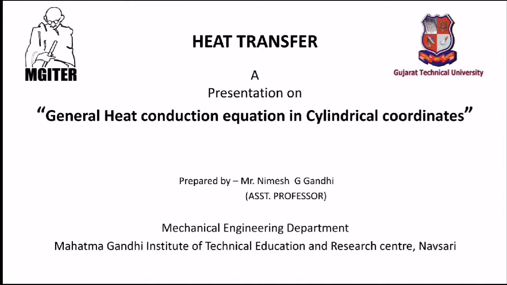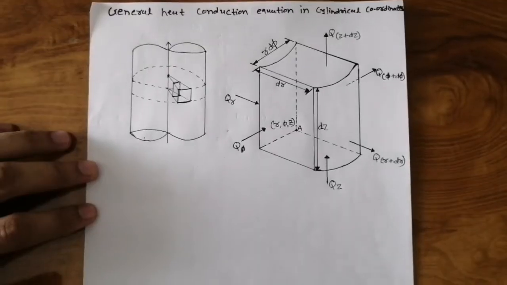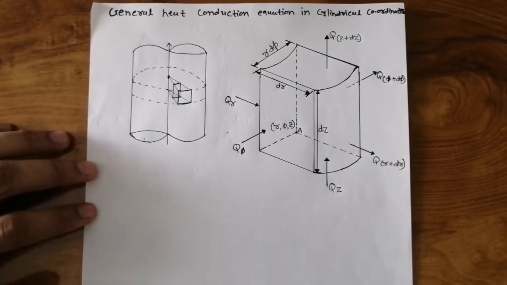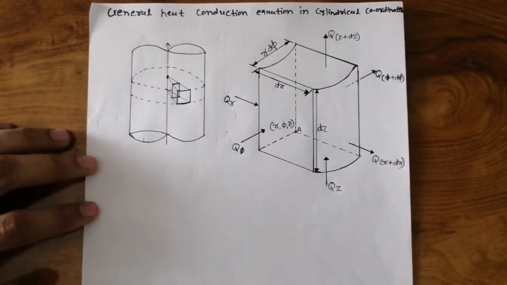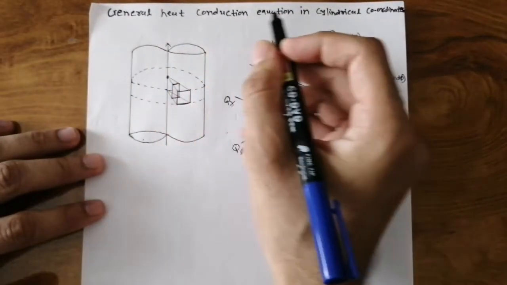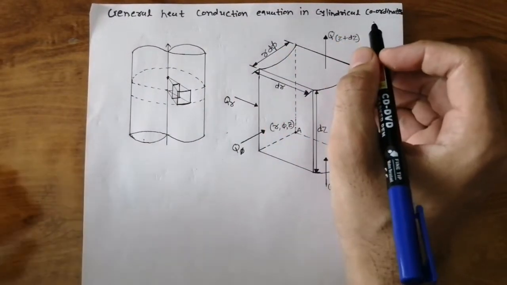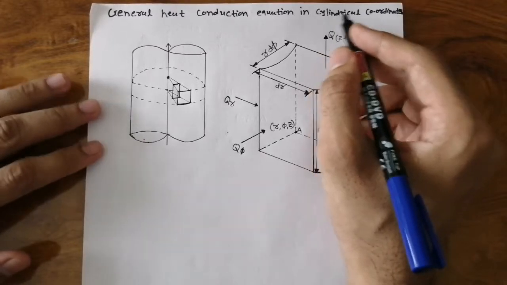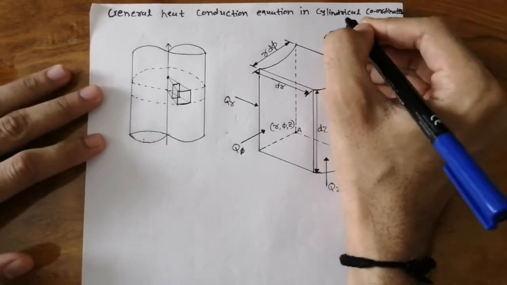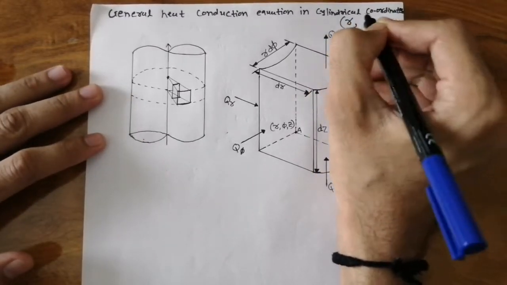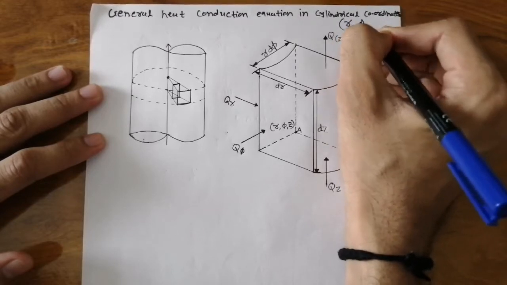Today we are going to discuss the general heat conduction equation in cylindrical coordinates. If we consider cylindrical coordinates, normally we consider r, phi and z.